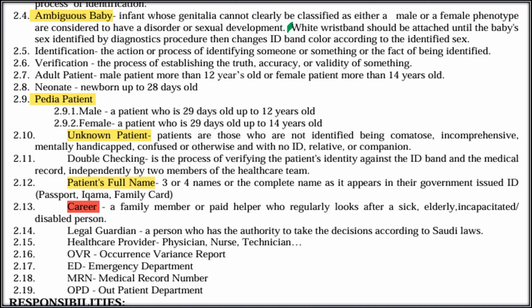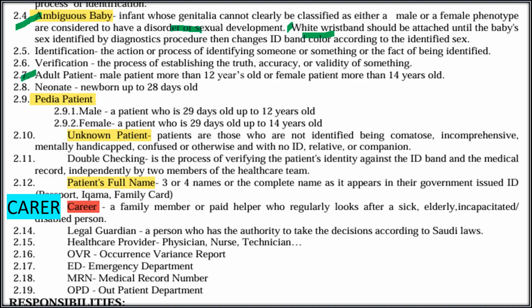Okay, now let's continue with the patient identification, specifically on the definition of terms. This is 9 pages and I'm not going to discuss everything. I only highlighted some of the important things. Starting with ambiguous baby, this is an infant whose genitalia cannot be clearly classified as either male or female. So there is a disorder in the sexual development of the baby. A white wristband will be used until they are able to identify the sex of the baby, and that's the time you can change the ID color band into a blue or pink one.